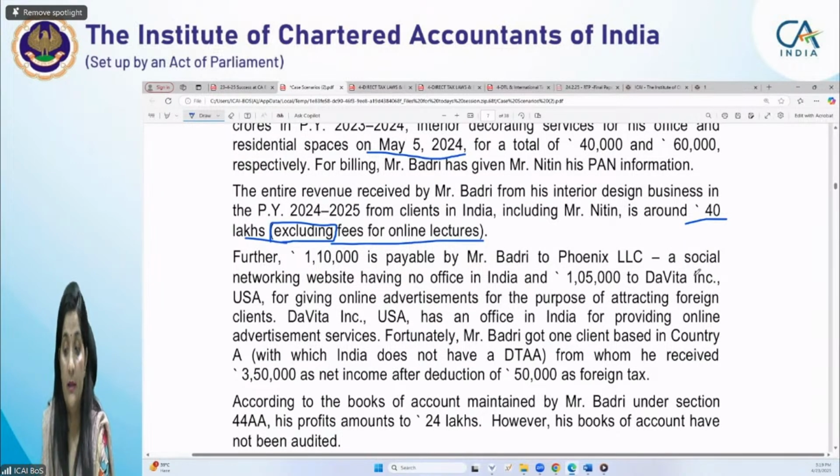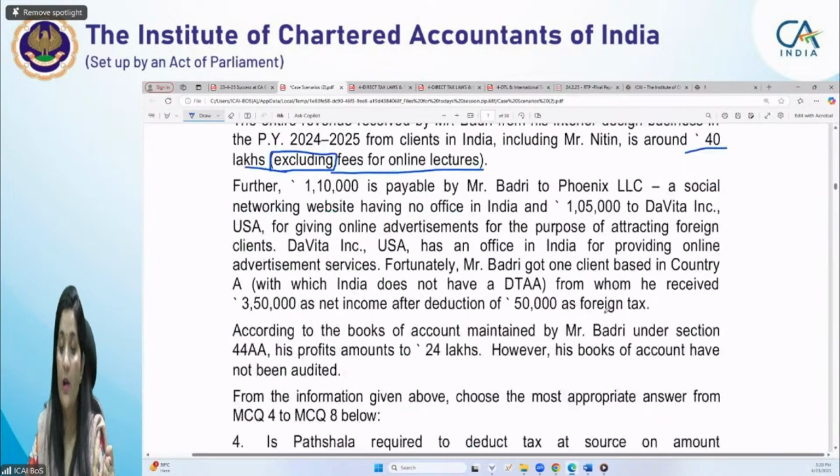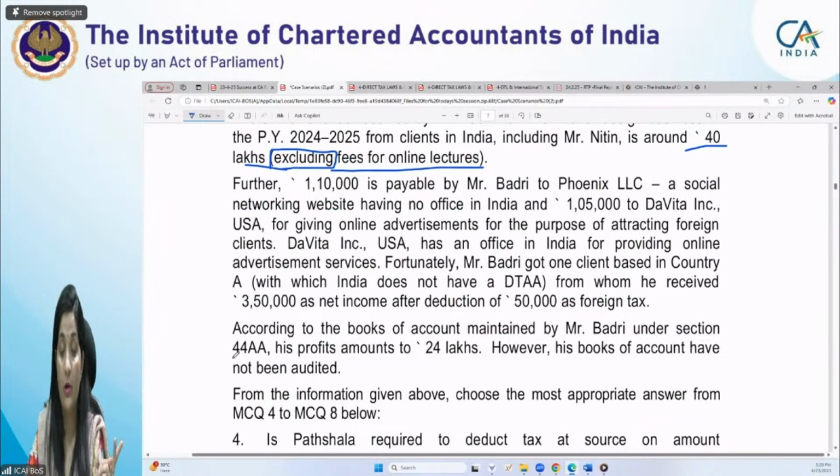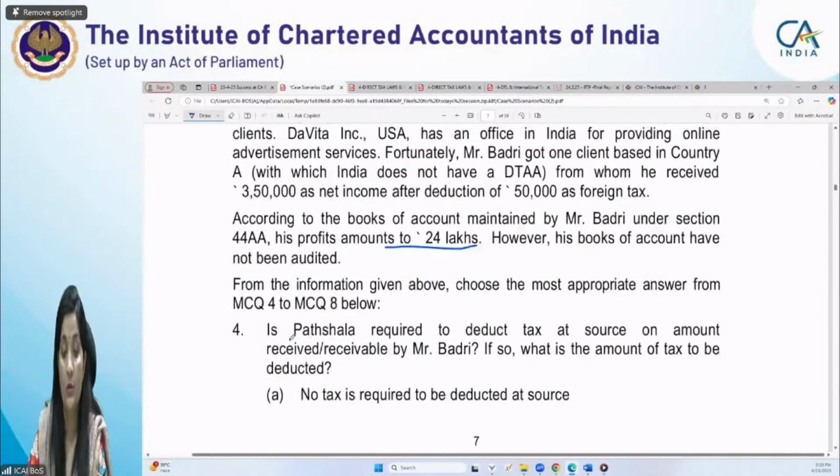Fortunately, Mr. Badri got one client based in country A, with which India does not have a TTA, from whom he received 3,50,000 as net income after deduction of 50,000 as foreign tax. Okay. According to the books of accounts maintained by Badri under section 44AA, his profits amount to 24 lakhs. This is also given. However, his books of accounts have not been audited. He doesn't want to audit. So now my next question. There are 4 MCQs appended to this.